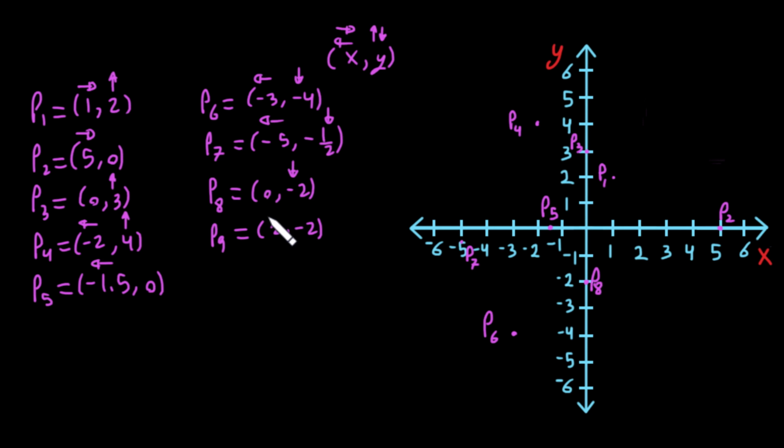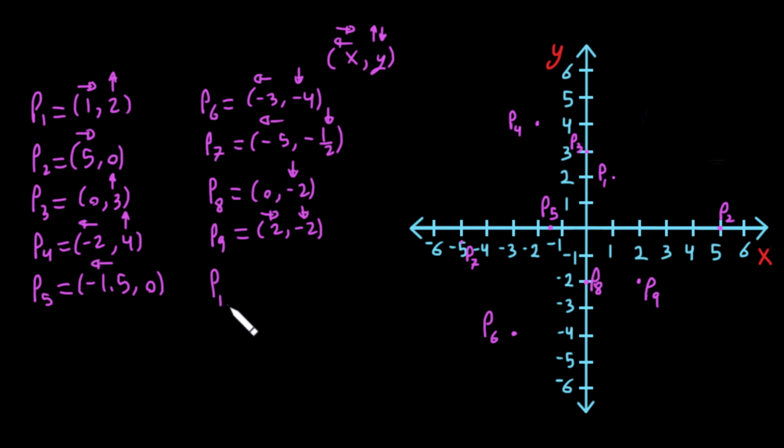P9, let's say 2 and negative 2. Here x is positive, so right, and y is negative, which is down. So 2 steps right, 1, 2, and 2 steps down, 1, 2. And here is P9.